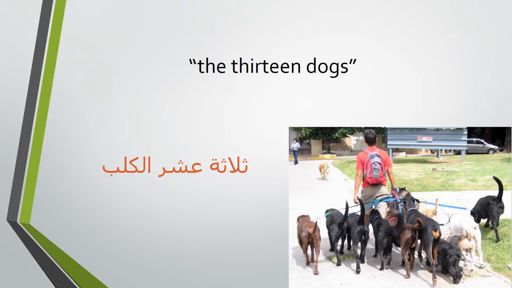Let's look at the 13 dogs. ثلاثة عشر الكلب. Here you have the singular form of a masculine word. So you want the masculine form of the number 13, ثلاثة عشر. This has the ثلاثة disagree in gender and the عشر agree. ثلاثة عشر الكلب.